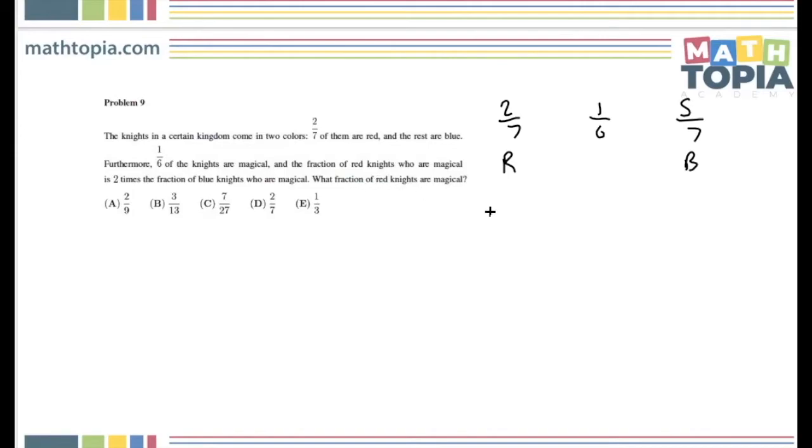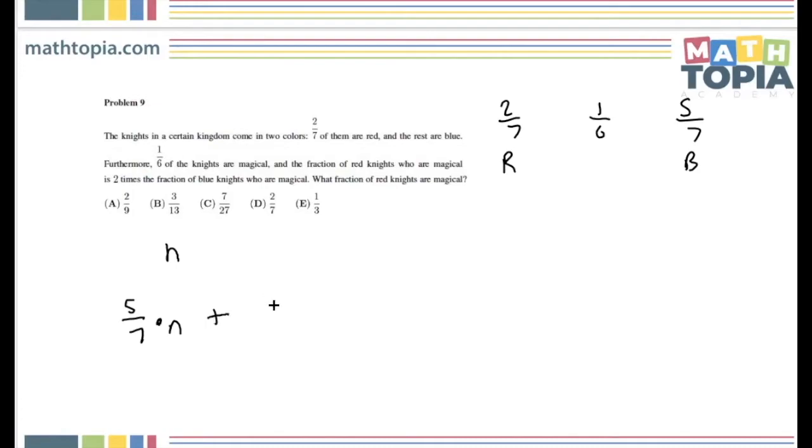So let's try to figure this out. Let's say that the fraction of blue knights who are magical is n. That's the fraction of blue knights that are magical. Well, that means the total number of blue knights that are magical is 5/7 times n, because n is the fraction of the blue knights, and blue knights is already just 5/7. So this is the fraction of total knights that are magical.